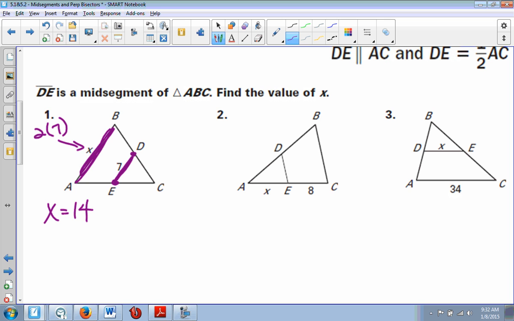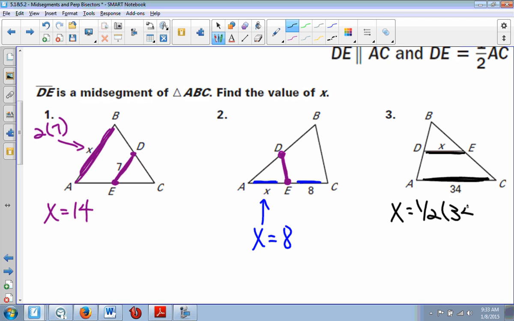In the next problem, DE is a mid-segment, meaning that D and E are both midpoints. Well, if E is a midpoint, that means the distance from A to E would be the same as the distance from C to E. So knowing that E is a midpoint tells you that x has to also be 8. The last one over here, if I know that DE is a mid-segment, then I know that it's half the distance of the third side. So x would be half of the 34. Half of 34 gives me an x value of 17.